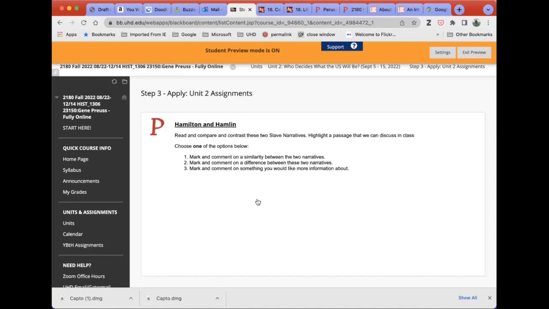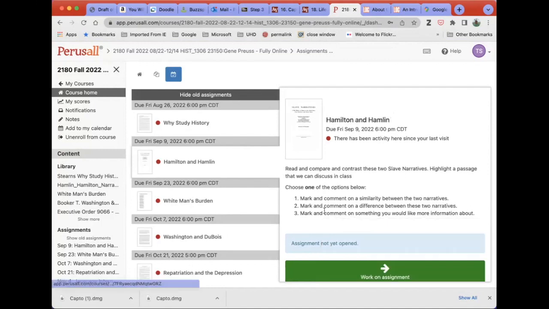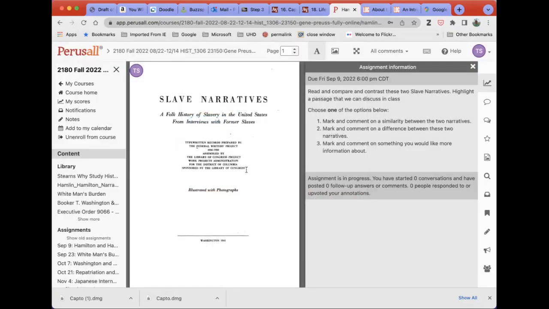Besides that, the primary assignment you should be focused on the first week is the perusal assignment, so that you can make your post so everybody else can come in and read your post and comment on it. When we click on the Hamilton and Hamlin perusal, it will take us to this assignment. And please make sure that you read your prompts so that you'll know what to make comments on, what comments are available. When you read the assignment, you're going to see a couple of entries from the slave narratives.